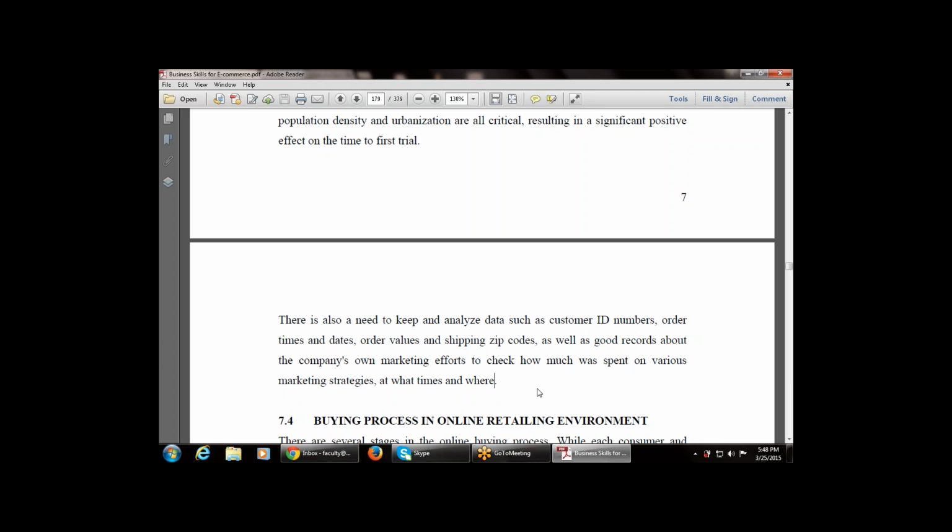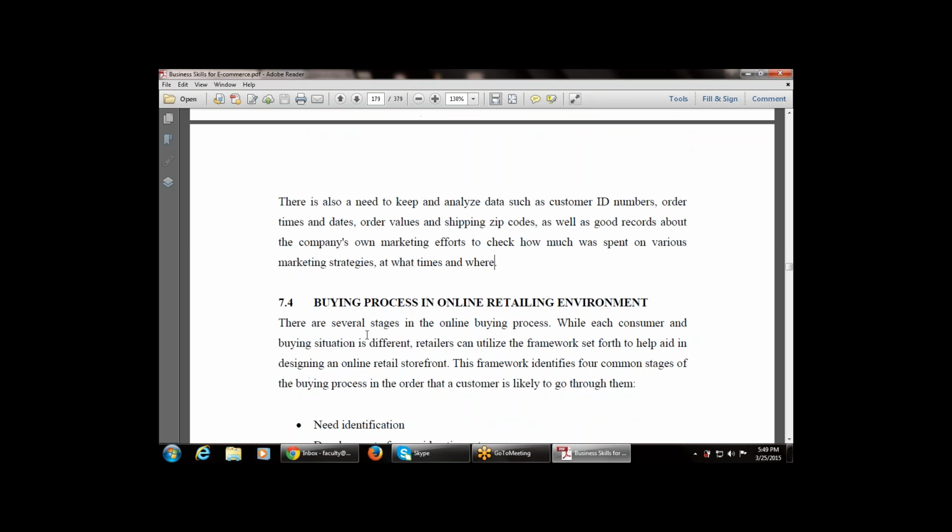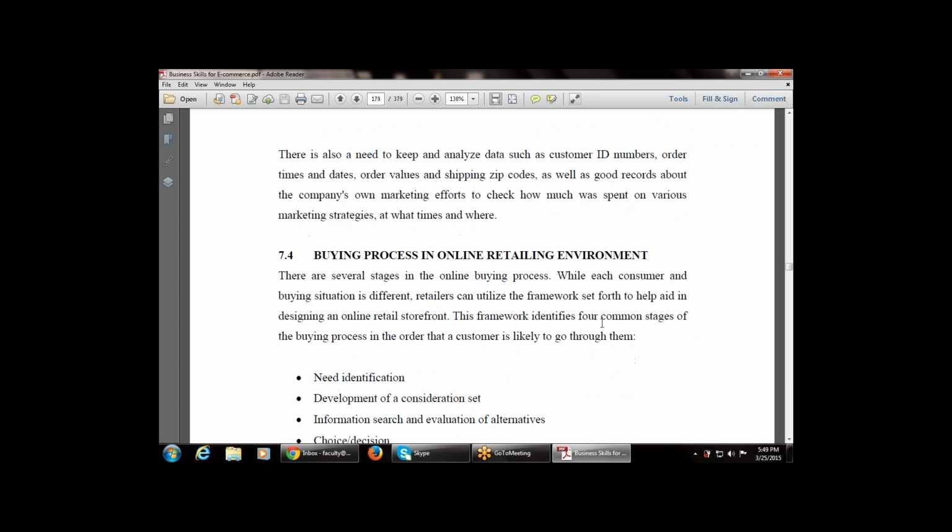Right. Now, next is 7.4, the buying process in the online retailing environment. That is, what is the process for buying in the online retailing environment, how customers buy the products. This topic I will take in the next class, tomorrow's class. So that's all for today's session. I am winding up here.